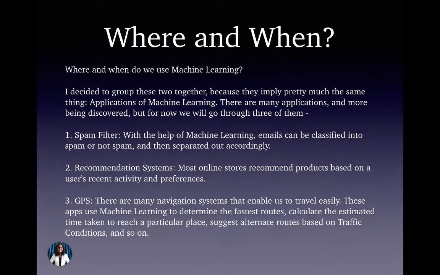Now the third is GPS. I know a lot of us need Google Maps to travel around, don't we? There are so many more navigation systems that enable us to travel easily. These apps use machine learning to determine the fastest routes, to calculate the estimated time taken to reach a certain place, and they suggest alternative routes just in case there's a change in traffic conditions.